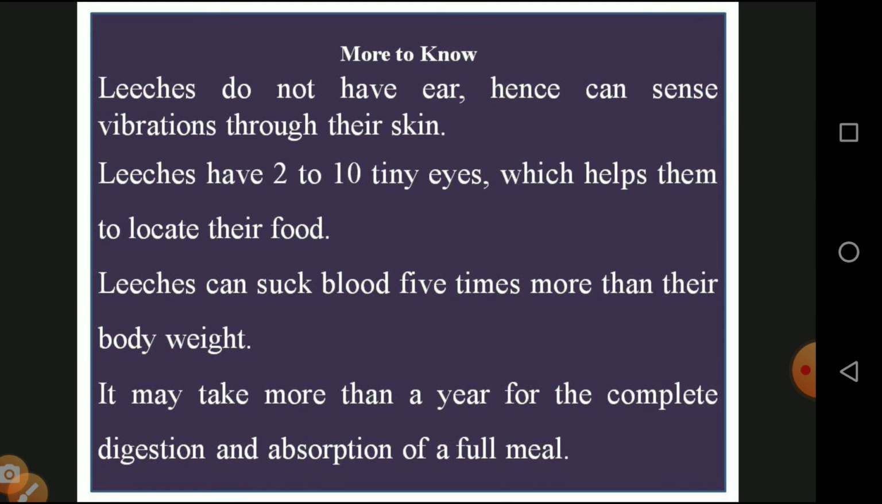Then we will see some more to-know questions. The leech does not have ears, and hence it senses vibration through the skin. Absence of ears, but they sense through the skin. Leeches have 2 to 10 tiny eyes on the head region, which help to locate their food. The leech can suck 5 times more than its body weight in one feeding. For example, if it weighs 10 gram, it can absorb 50 gram of blood. Then it may take more than 1 year to completely digest the full meal.